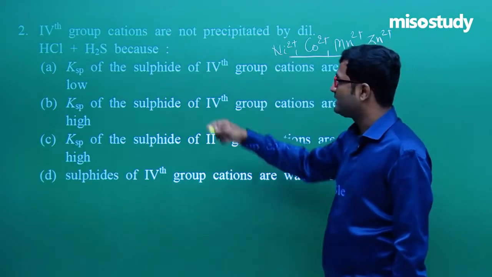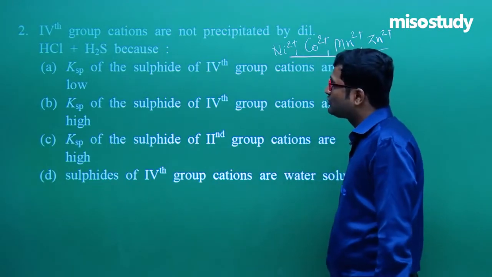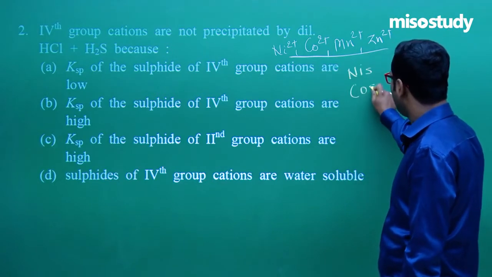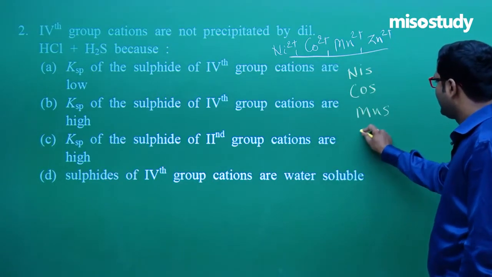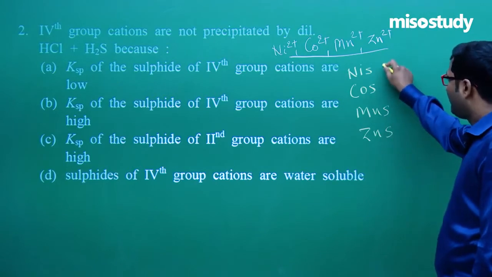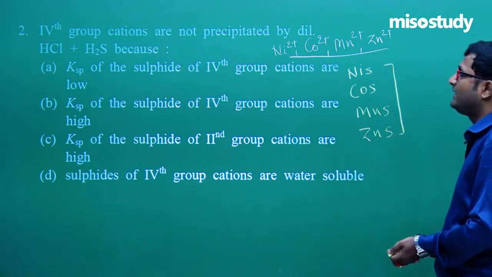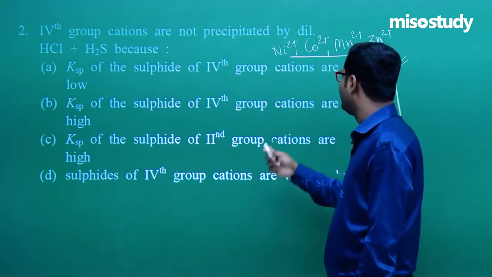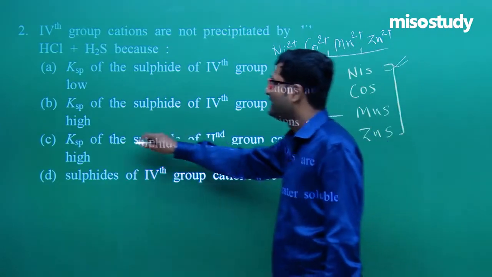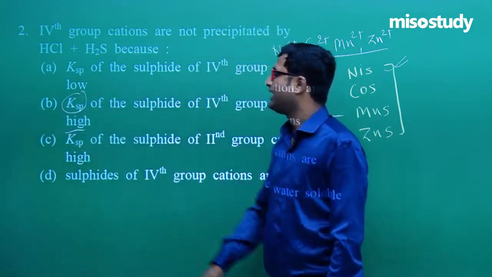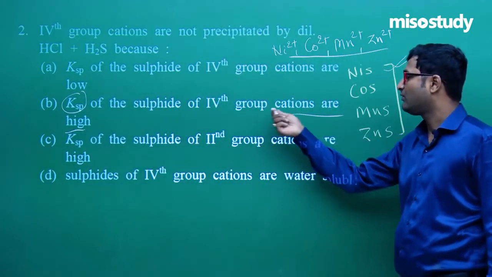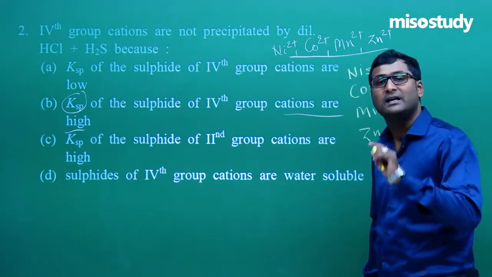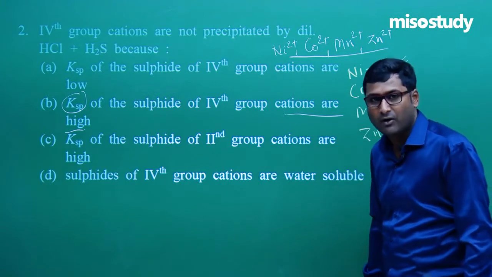As we know, in presence of dilute HCl plus H2S, they definitely form NiS, they form CoS, they form MnS, they form ZnS. Clear? But why is there no precipitate? The solubility of the sulfides is very high. That is, the solubility product Ksp of the sulfides of the fourth group cations is very high. If the solubility is high, then it will not form precipitate.